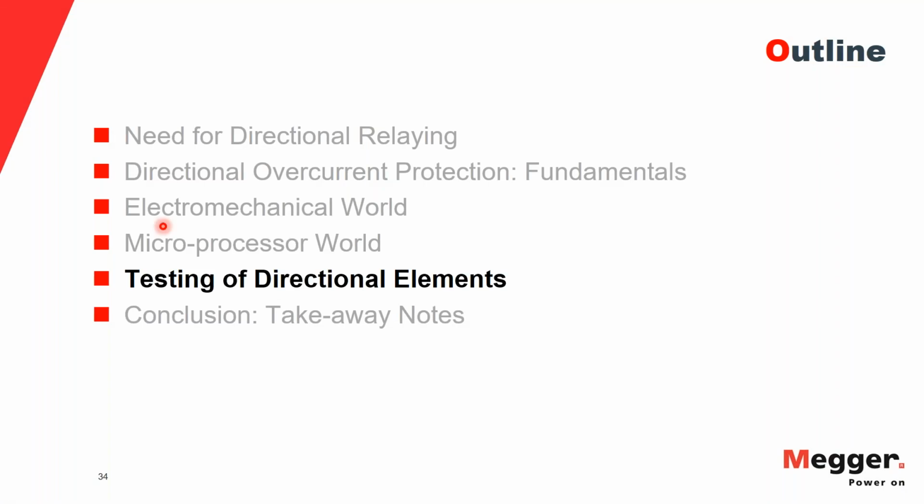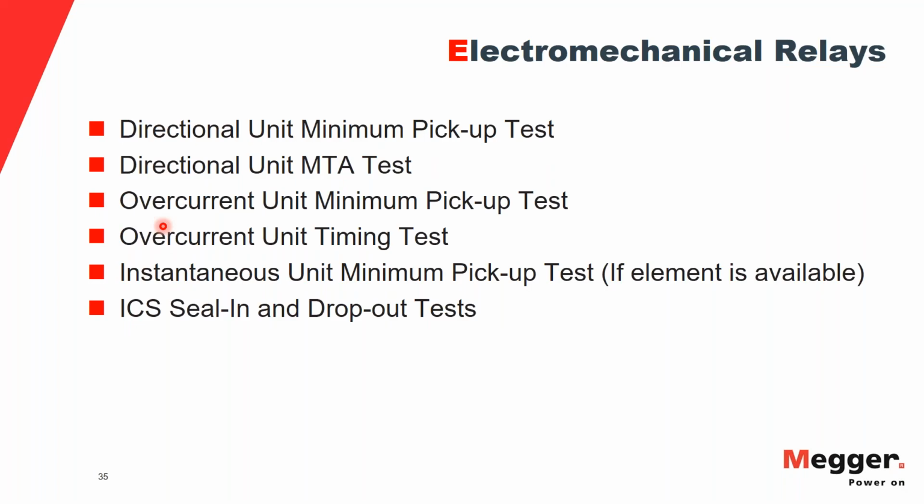Now let's take a quick look at testing of directional elements. In electromechanical relays, we saw that there is a separate directional unit, an overcurrent unit, and sometimes an instantaneous unit. In the testing world, you would be testing the minimum pickup on your directional unit. It needs to see some VA to trigger the induction cup contact.